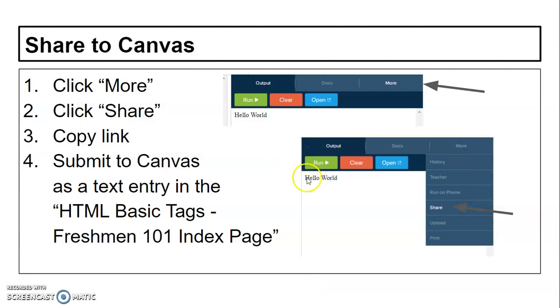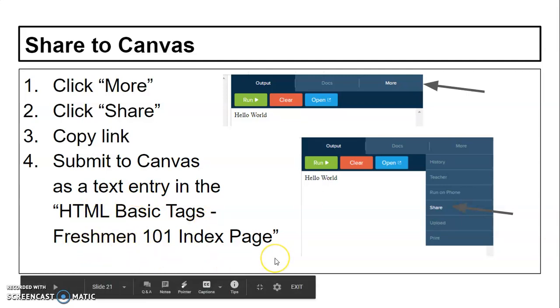Last thing we do, and I want to show you this as well. You're going to be in your sandbox. You're going to click on More. There's the output where you're running. So you're going to click on More, then Share. And then you're going to copy the link and put it into Canvas as a text entry in the HTML Basic Tags Freshman 101 Index Page Assignment. So I want to show you that.